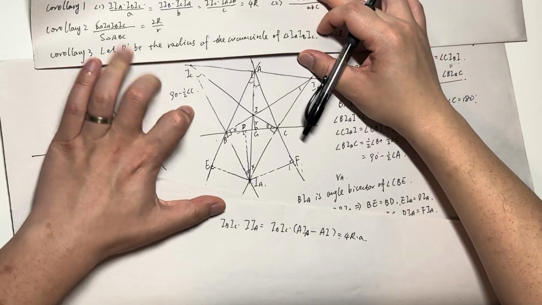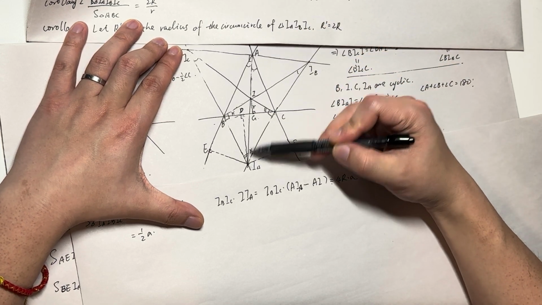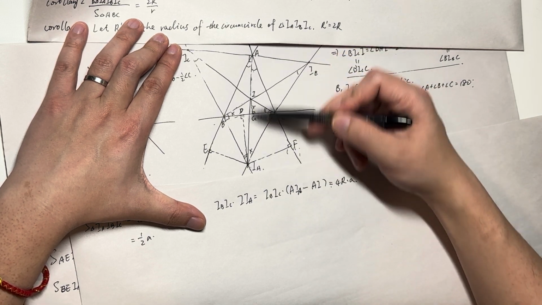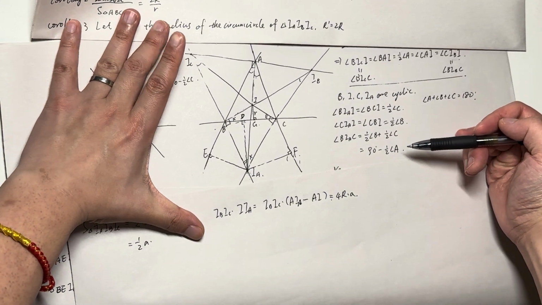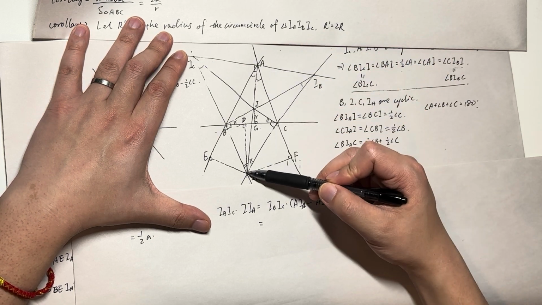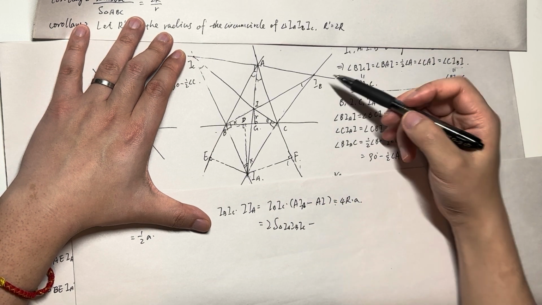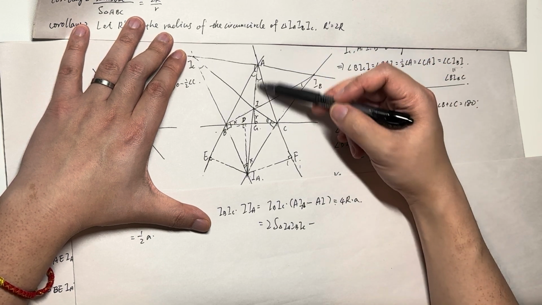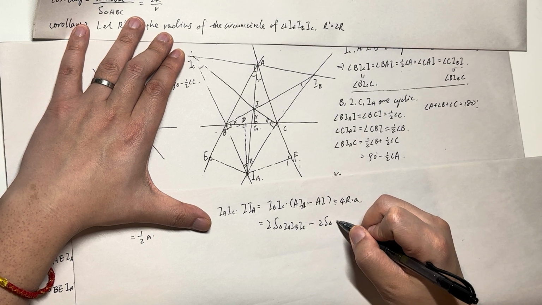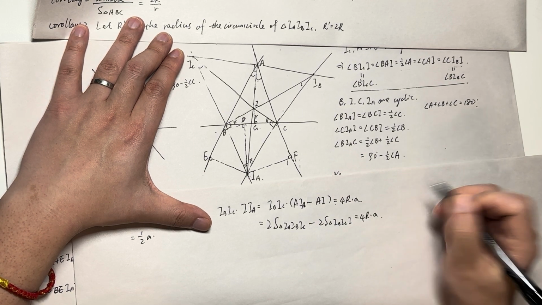So look at the figure here. We have I_B I_C times I_I_A equals 4R times a, and I_I_A can be rewritten as A I_A minus A I. And we know that I_B I_C times A I_A is twice the area of triangle I_A I_B I_C. And I_B I_C times A I equals twice the area of triangle I_B I_C I, right? It equals 4R times a.